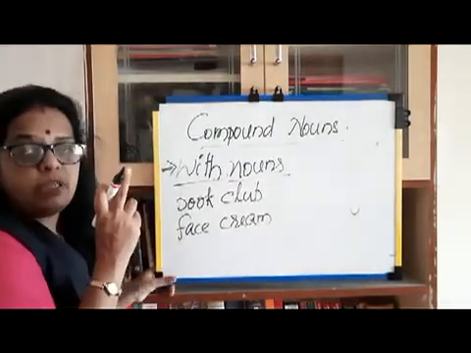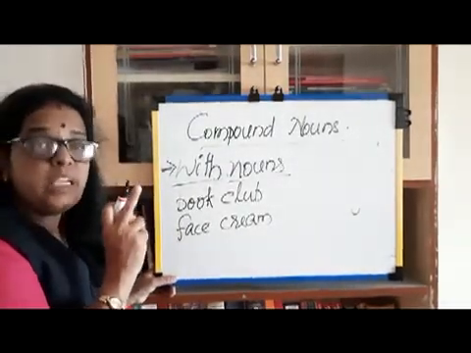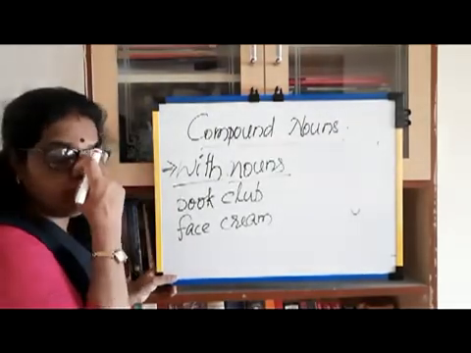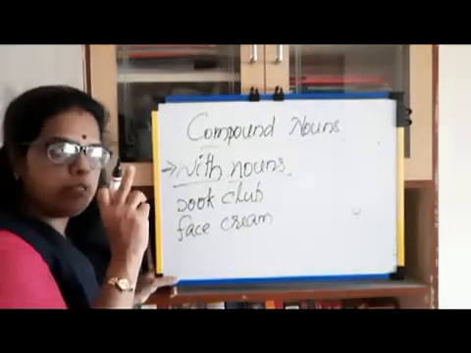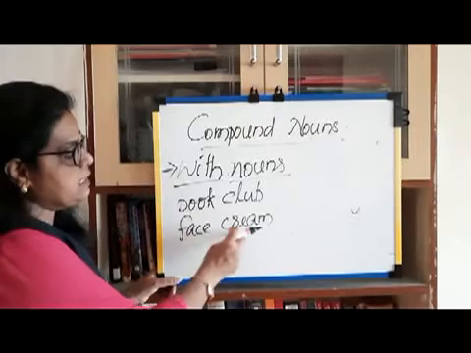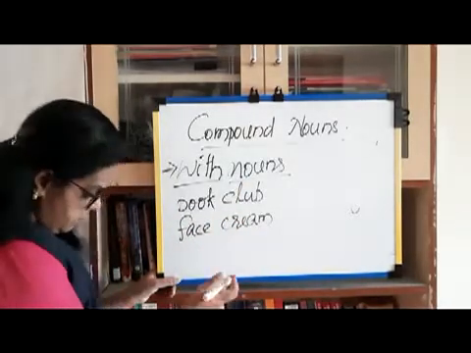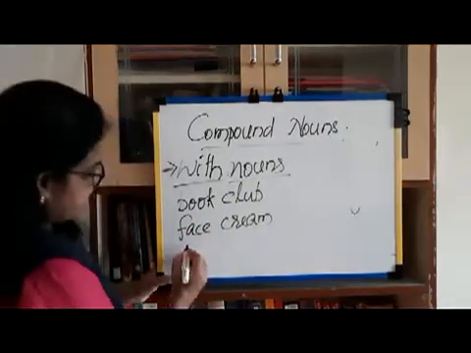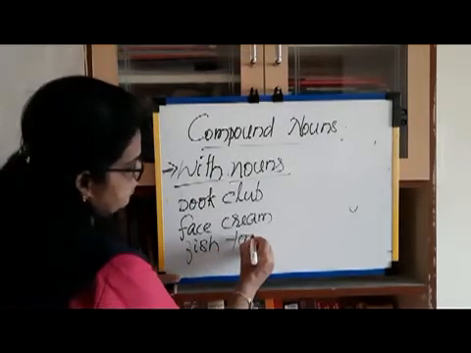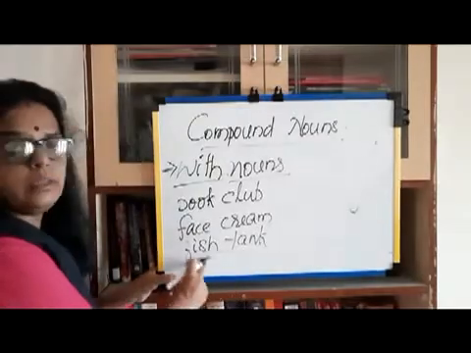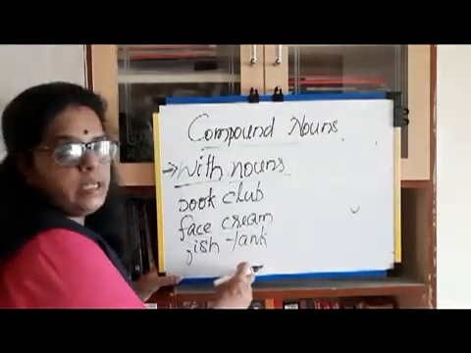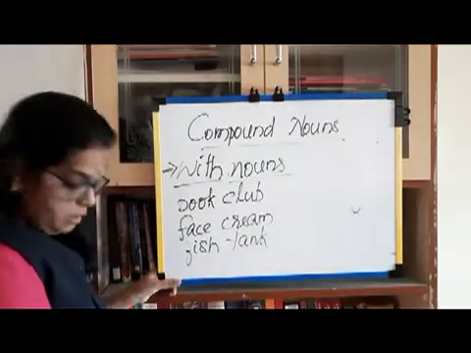Earlier we wrote shaving cream. Shaving is a verb, we are doing the activity. So shaving cream is a compound noun made with a verb. But here face cream is made with nouns. And fish tank. Both are nouns. Fish is a noun and tank is a noun. So both nouns make a compound noun.